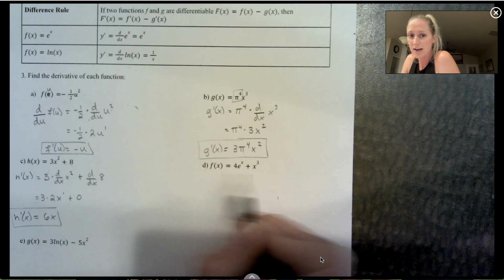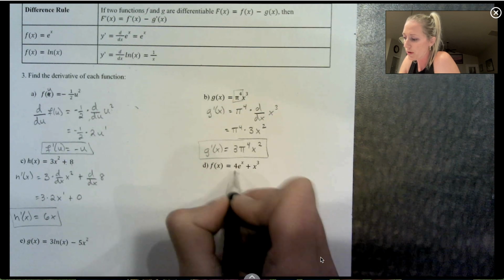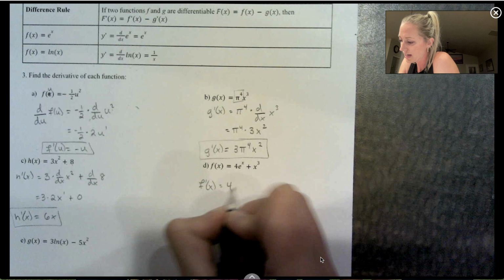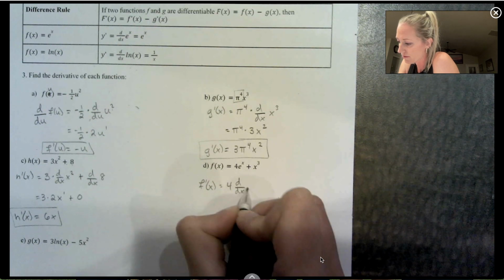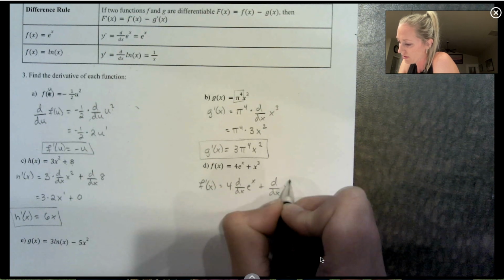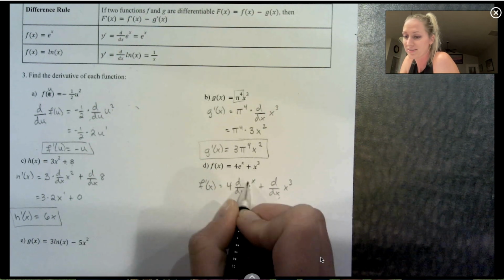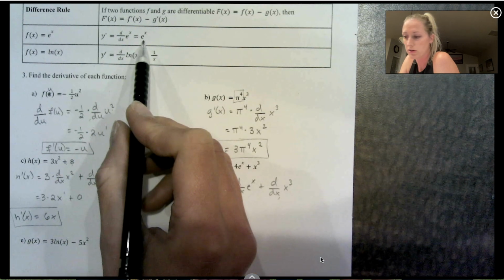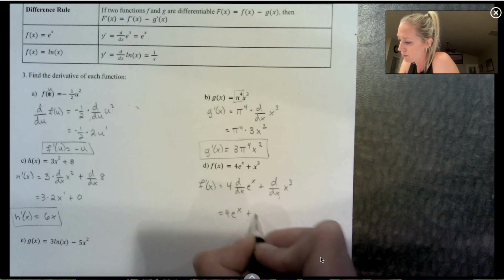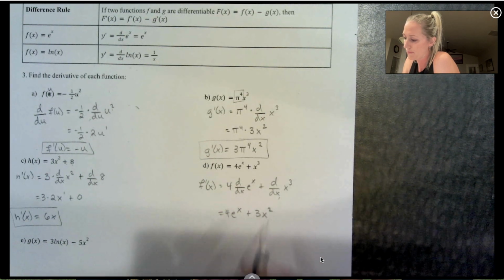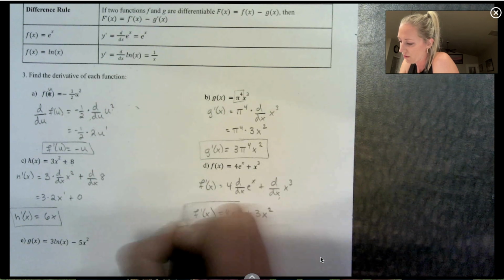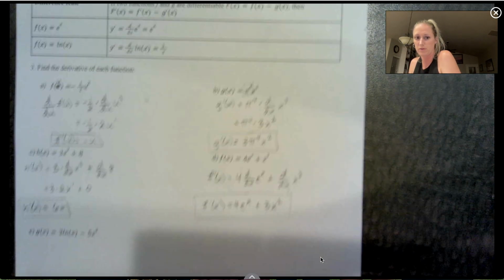Okay, f of x, same thing, the sum. So I can find this derivative separately. We're going to do 4 times the derivative of e to the x plus the derivative of x to the 3rd. Remember, the derivative of e to the x is just itself. So we've got 4 times e to the x plus my simple power rule turns it to that. And then we can leave it just like this. There's no like terms to put together. So that is my derivative function.